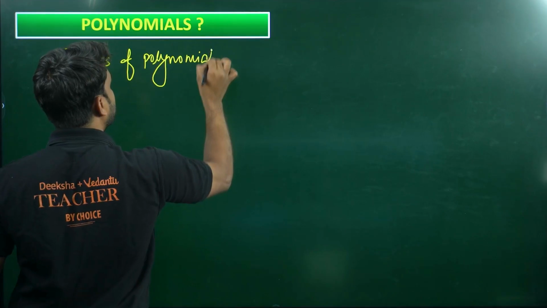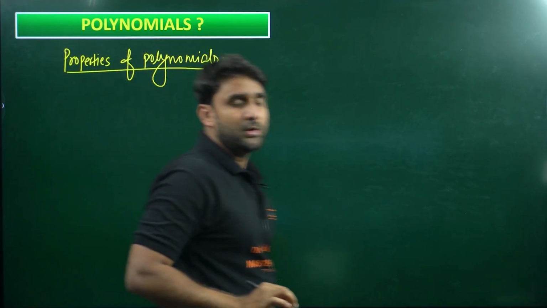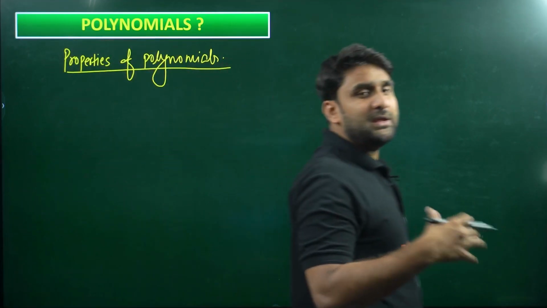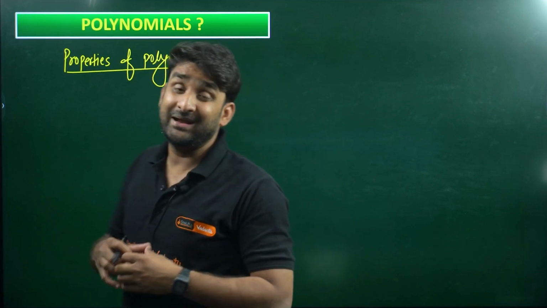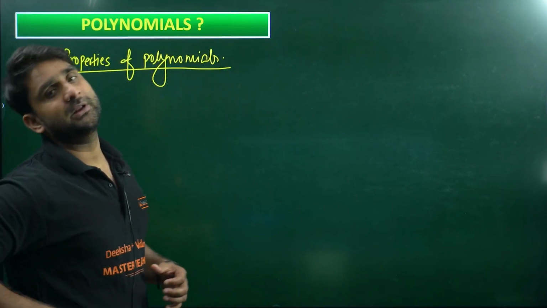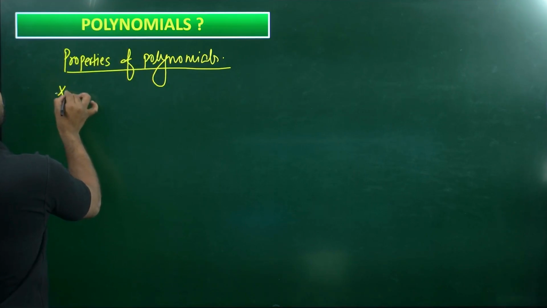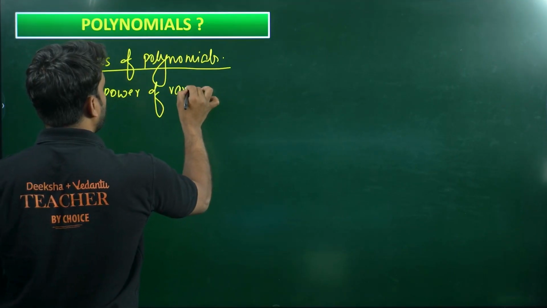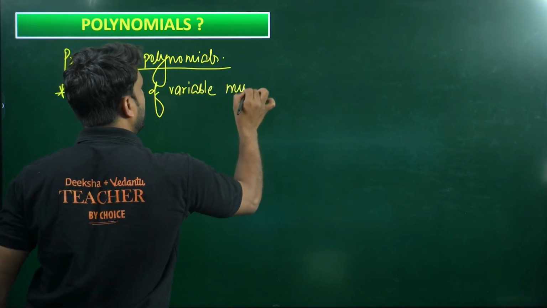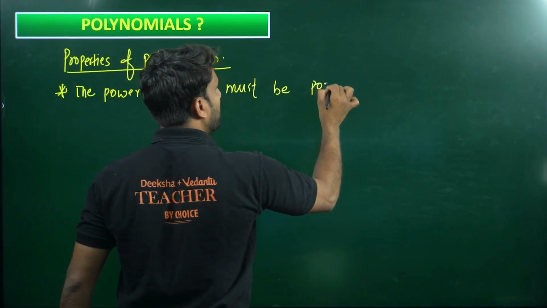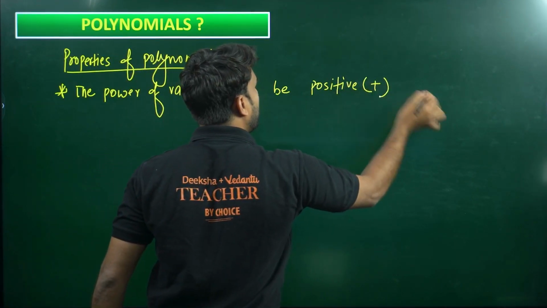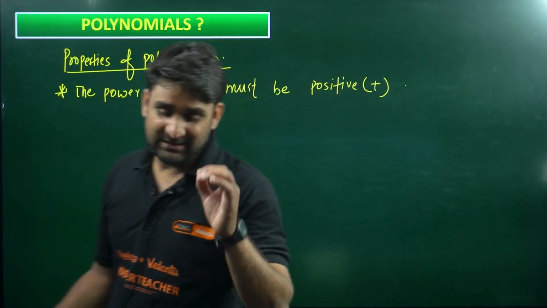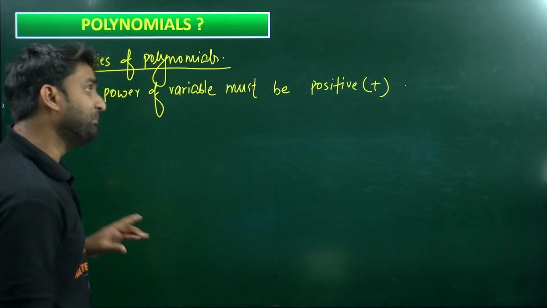Important properties. So my dear champion, to call any mathematical expression a polynomial, to get the identity of polynomial for any mathematical expression, the power of the variable must be positive. Please make sure. If the power of the variable is negative, that will not be a polynomial. That algebraic expression will not be a polynomial. So power must be positive.